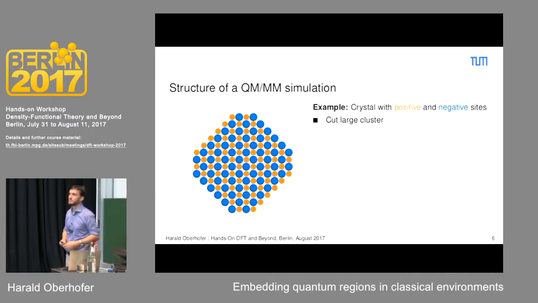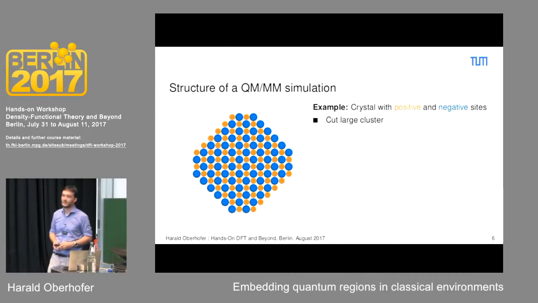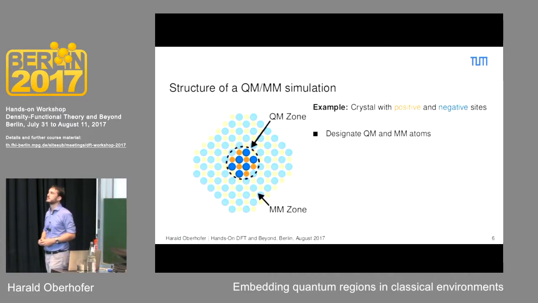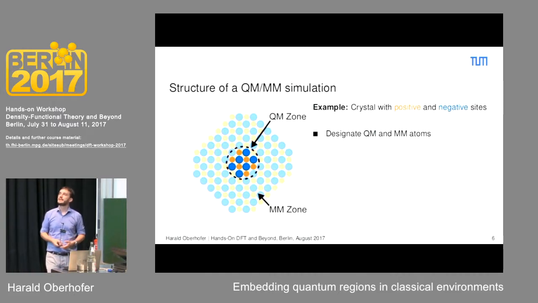This cluster should be rather large for reasons I will tell you in a second. Now, this is not the cluster that you'd want to have in your QM/MM calculation, because that thing is really still a rather large beast, especially if you consider that that is a 2D representation of a 3D object. Now, in this cluster, you, by some sort of criterion, designate QM and MM atoms.